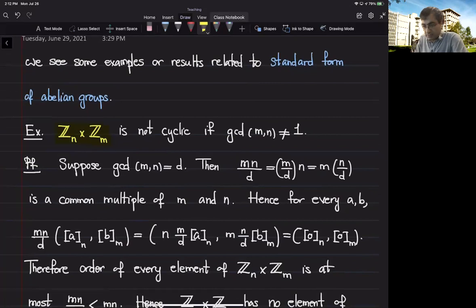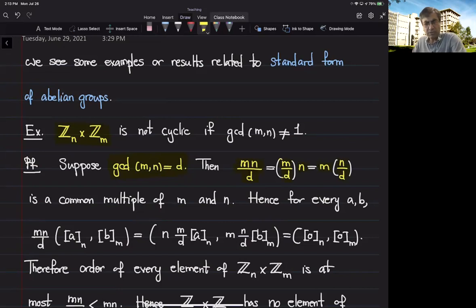Because the GCD of m and n is not 1, let's call it d, and d is going to be a positive integer more than 1. And notice that mn divided by d is then both a multiple of n, because I can write this as m over d, and that's an integer because d divides m, times n, or I can write it as m times n over d, and again n over d is an integer because d divides n. That means that mn over d is an integer which is both a multiple of n and a multiple of m. It's a common multiple of m and n.